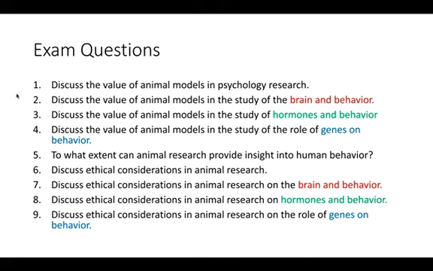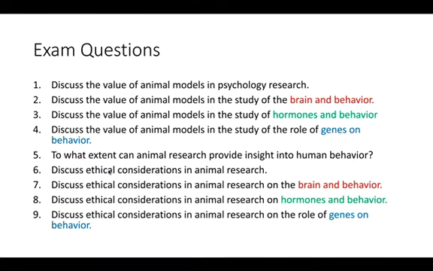Okay, for this extension on the value of animal models in understanding behavior, there are 9 different possibilities that can come. Again, these command terms can be different. But to begin with, it can be a broad question, for example, discuss the value of animal models in psychological research. Here you can talk about research that's been done on animals to understand the brain and behavior. You can use hormones and behavior, you can use genetics and behavior. It is all up to you. So a general question like this can come as well. To what extent can animal research provide insight into human behavior? This is a general question too.